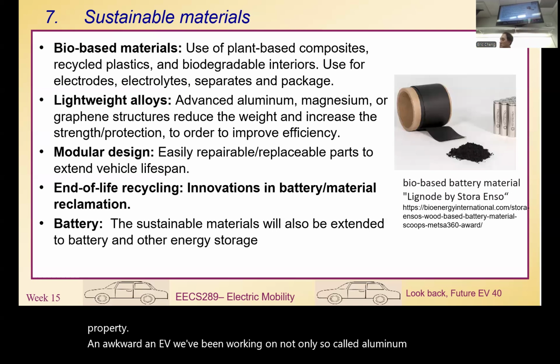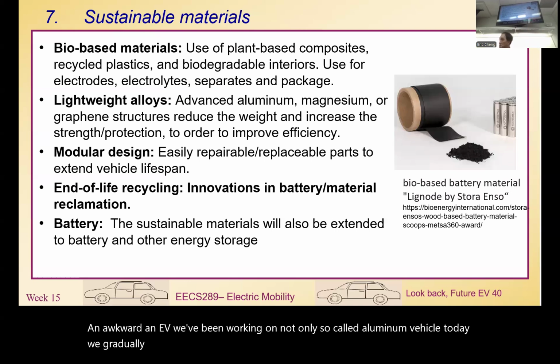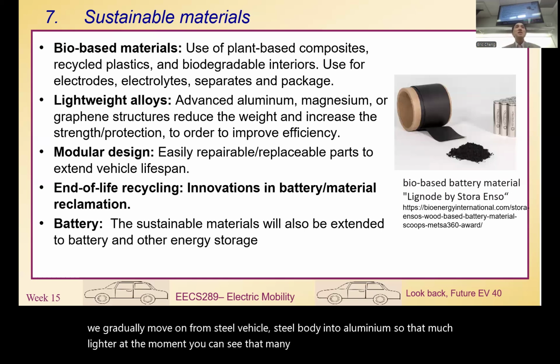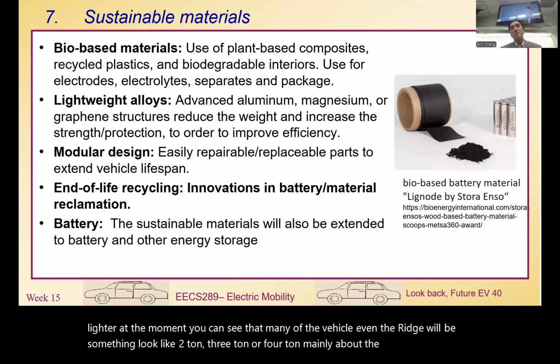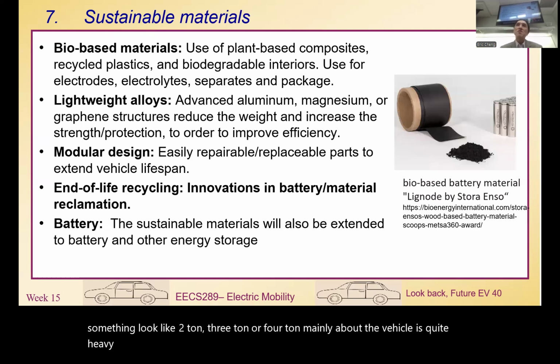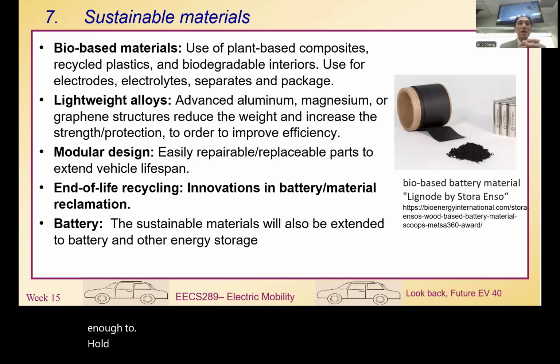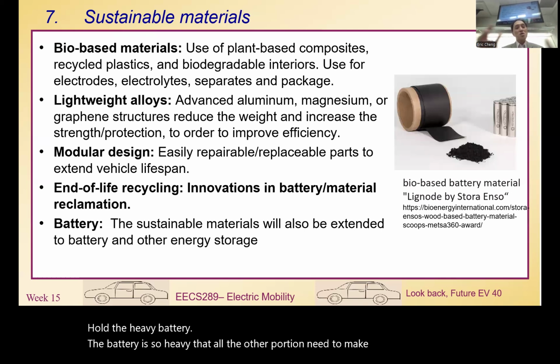And for EVs, we've been working not only on so-called aluminum vehicles. Today, we gradually move on from steel vehicles, steel bodies, to aluminum, so that it's much lighter. At the moment, you can see that many EVs weigh something like 2 tons, 3 tons, or 4 tons. Mainly the vehicle is quite heavy, especially the battery. If the battery is so heavy, your car body needs to be strong enough to hold it. Then all the other portions need to be made lighter so that the overall total weight may not be that heavy.